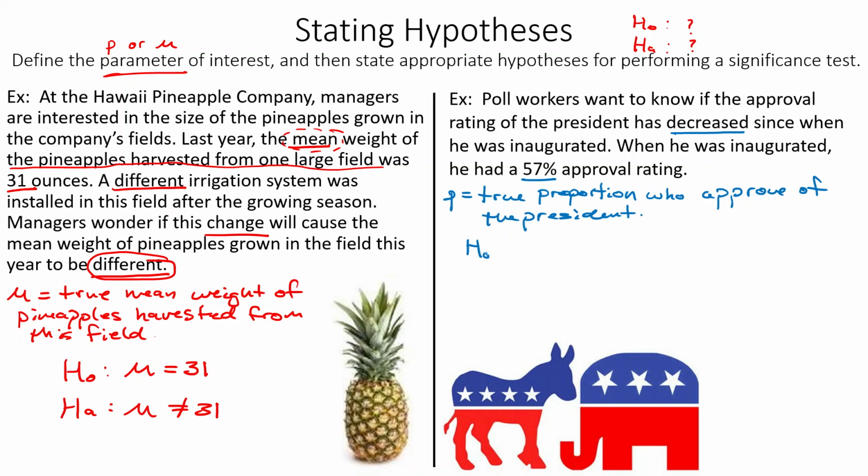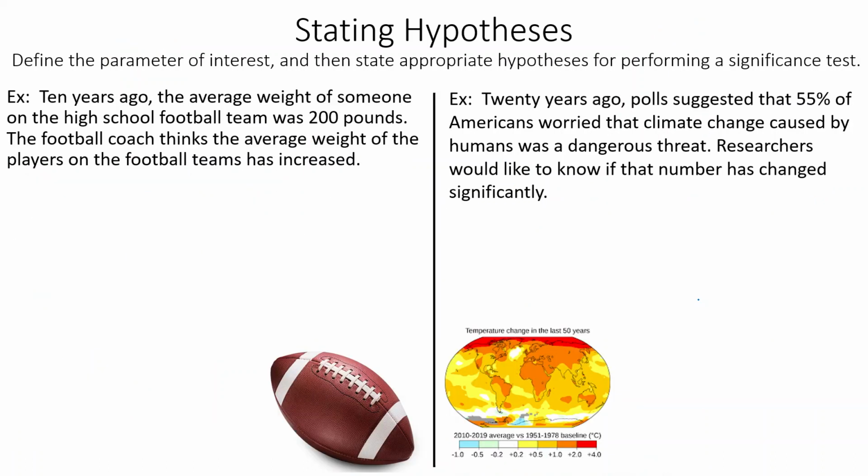All right, so our null hypothesis will be that p equals something, and our alternative hypothesis will also involve p. We start off saying that it's 57%, so we're going to set it equal to 0.57. We want to know, has it decreased? So that means less than. p is going to be less than what it was before, and what it was before was 57. So we say p is less than 0.57, and there's our hypotheses. All right, let's do two more.